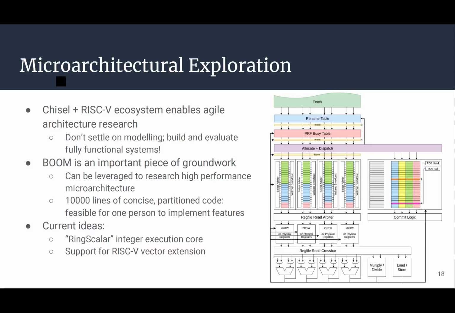And a current idea that I've been starting to work on here as a new student is a ring scalar style integer execution core, which is based on a paper done by Krste and one of his students back at MIT. And it essentially allows several of the key structures in a wide machine in the execution backend to scale with the dispatch width as opposed to the dispatch width squared, which is quite common. And also, Jerry has been working on supporting the RISC-V vector extension.